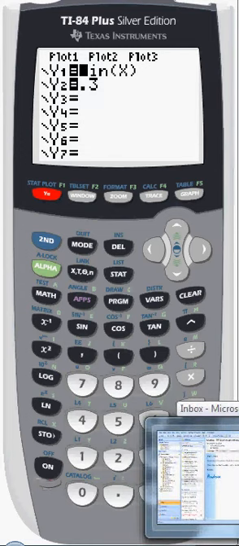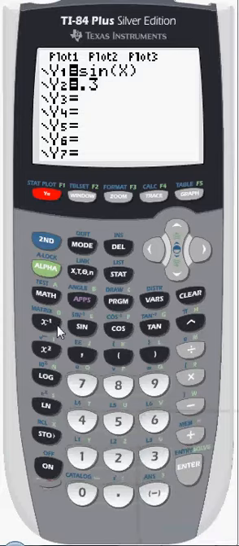Alright, so today we are going to learn how to use our graphing calculators to solve for when sine of x equals 0.3. To do this, we're just going to go to our Y= and input our equations.